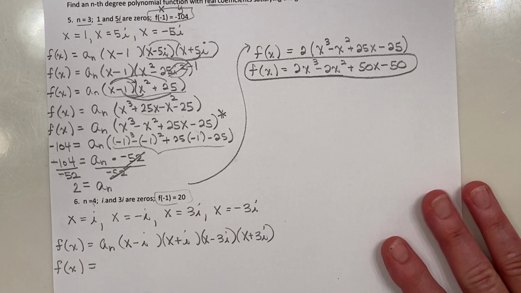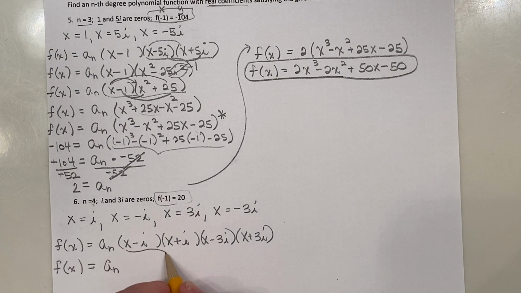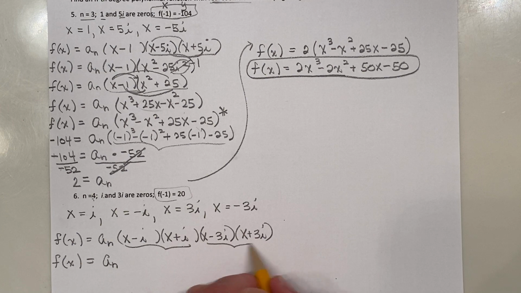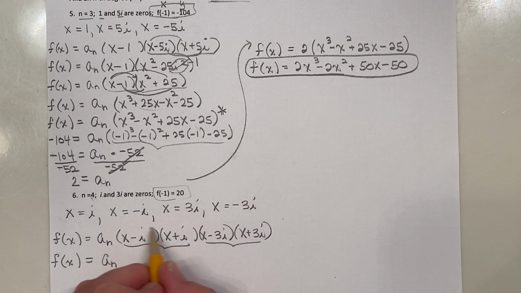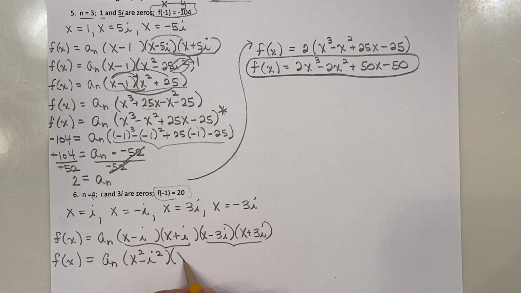It's not as bad as it seems. Keep the a sub n. We're going to multiply these two conjugates together and these two conjugates together. So here we're going to get x squared minus i squared, and the multiplication here gives x squared minus 9i squared.